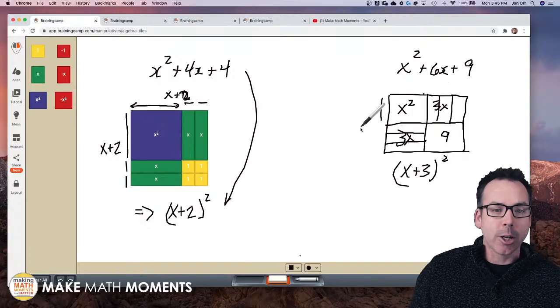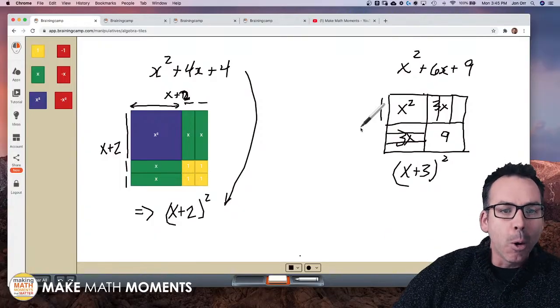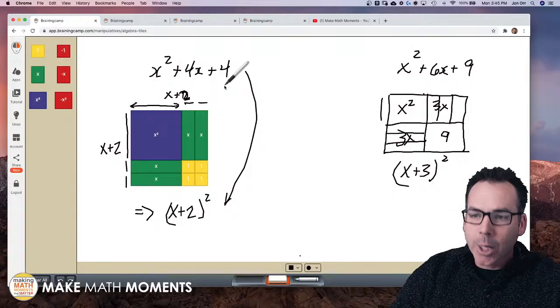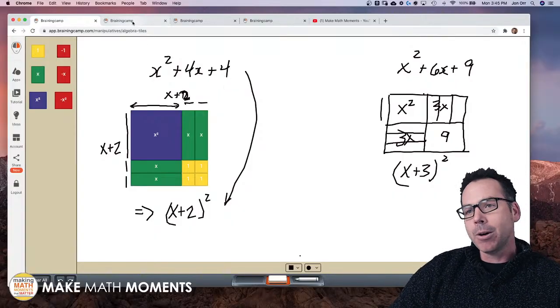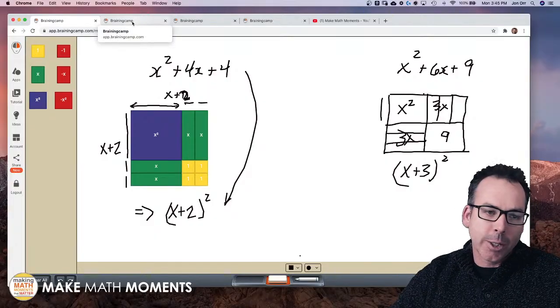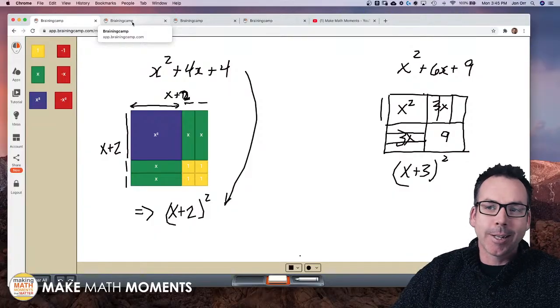And I'm just using algebra tiles. But you're going to say, hey, John, but wait, that was easy. Those are both perfect square trinomials. Come on. We've got to do a little bit of hard stuff. Give me a harder one, John, to demonstrate completing the square with algebra tiles.